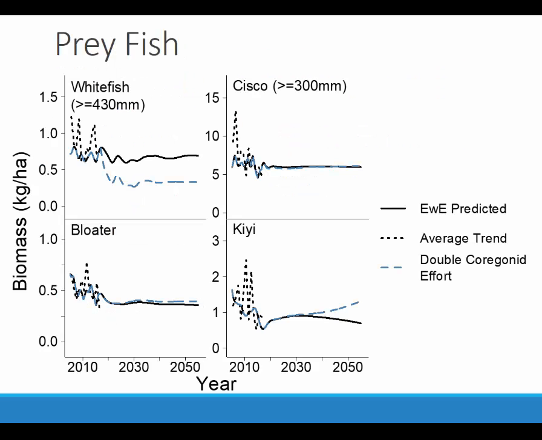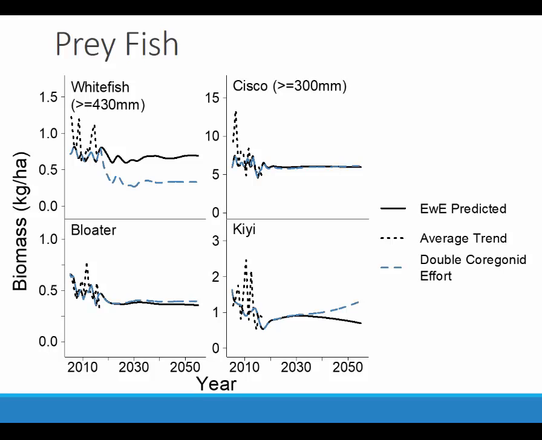If we project these through time, here we have the exact same figure. It's now just projected from 2005 to 2055. And again, the solid black line is our status quo. So what happens if we continue with the 2016 harvest trends? And the black dashed line is just our average from the surveys from 2005 to 2016. And the blue is what happens if we double our coregonid fishing effort. So for whitefish, we see our population is remaining relatively stable if we continue with our 2016 trends. If we double our coregonid effort, as expected, we're going to see a decrease in whitefish population.